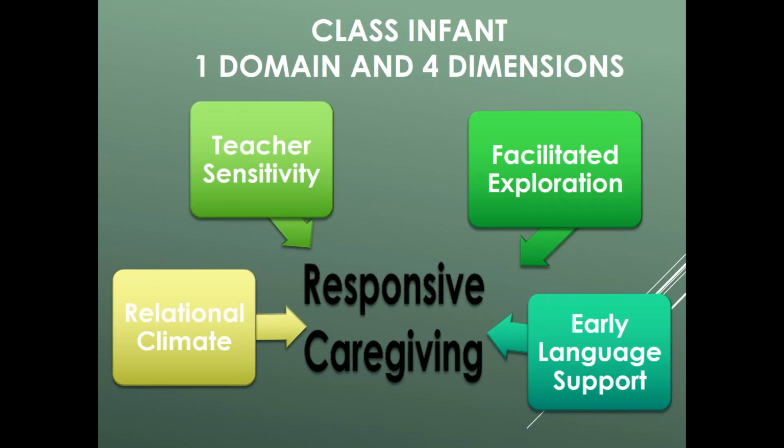So we're going to be talking about responsive caregiving. Our domain is responsive caregiving, and it follows with 4 dimensions. Those dimensions are relational climate, teacher sensitivity, facilitated exploration, and early language support. And we will go through each one of these dimensions so that we have a fuller understanding of what each one is.